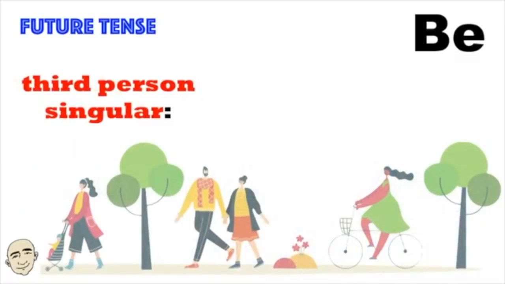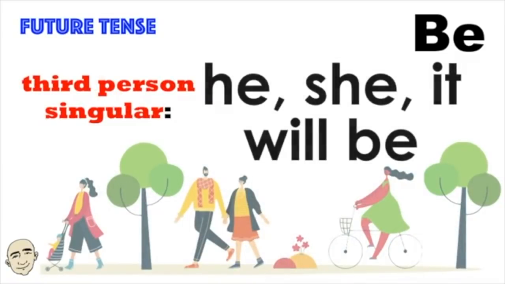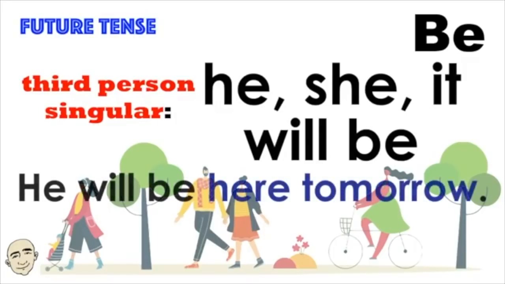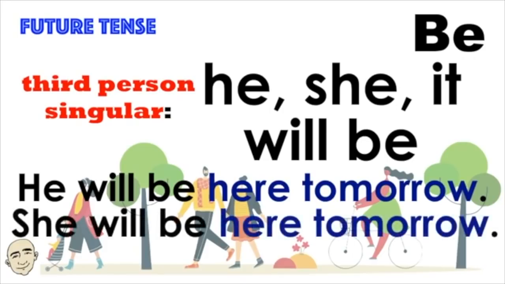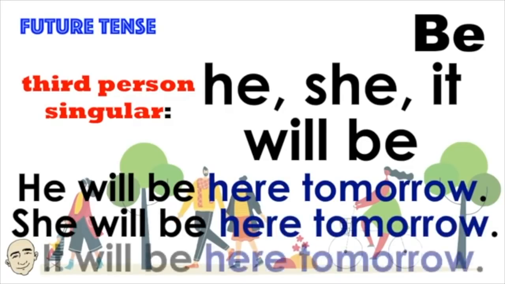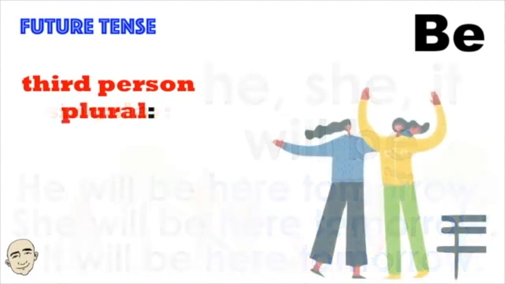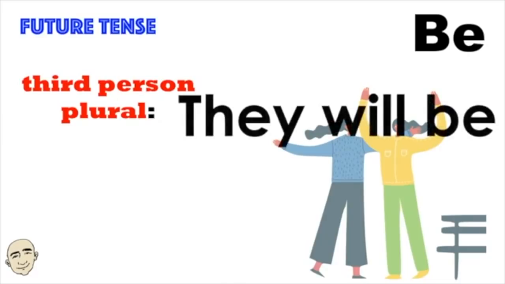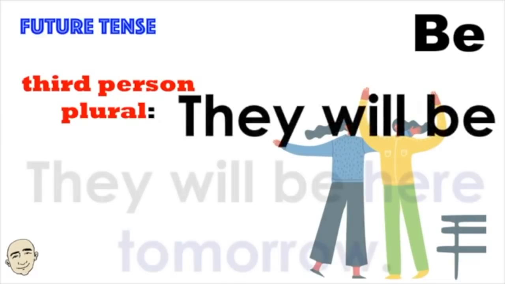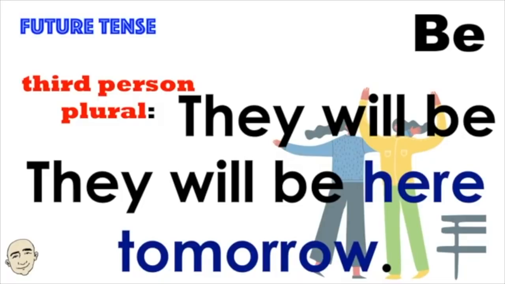Third person, singular. He, she, it will be. He will be here tomorrow. She will be here tomorrow. It will be here tomorrow. Third person, plural. They will be here tomorrow.